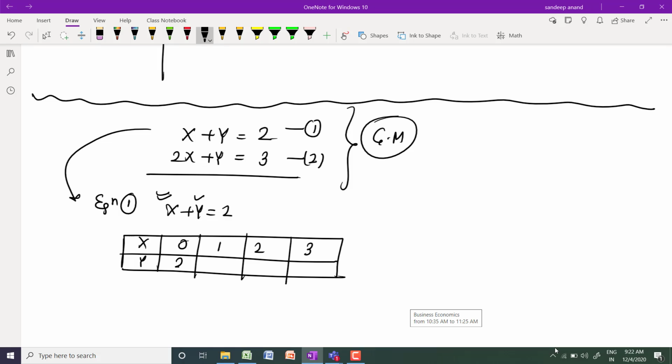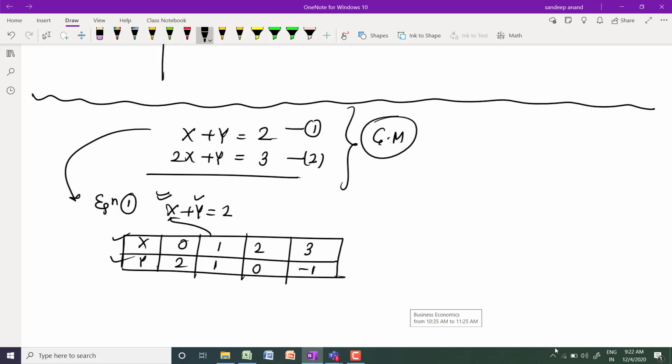If you put x equal to 1 in this equation, what is the value of y? y equal to 1, yes or no? If you put x equal to 1, y equal to 2. If you put x equal to 2, you will get y equal to 0. And if you put x equal to 3, y becomes -1.